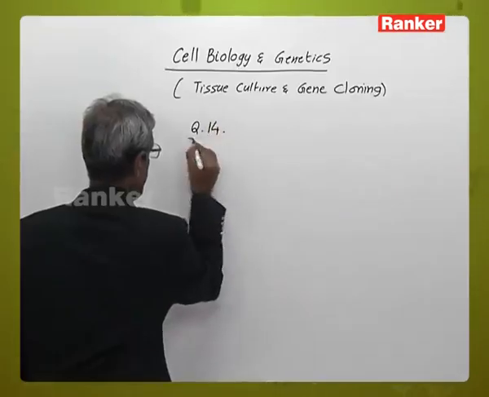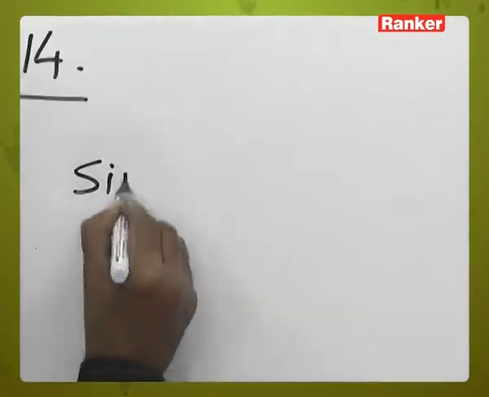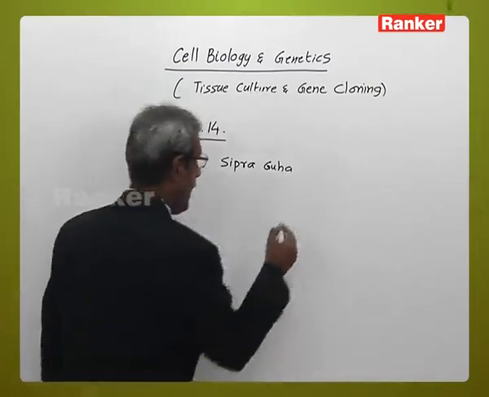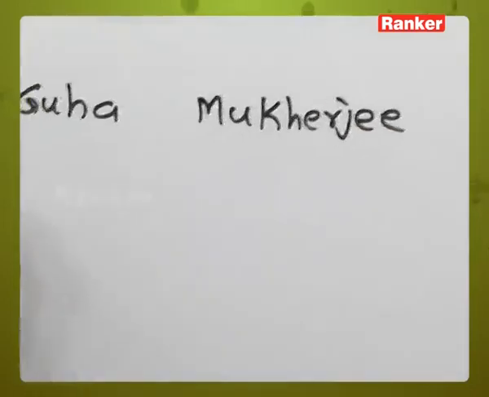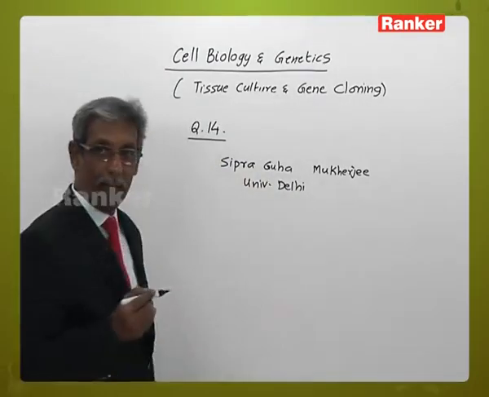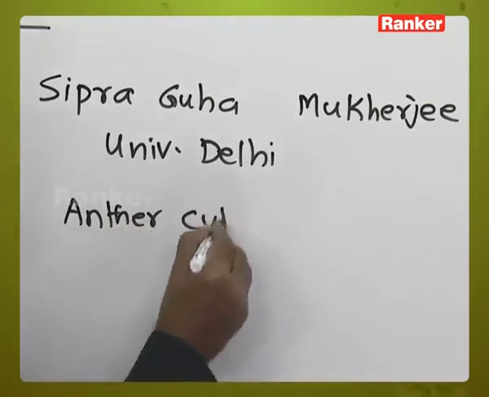Question number 14. Guha and Mukherjee are Indian scientists famous for A, green revolution, B, anther-culture and haploids, C, genetic engineering of rice, D, embryo culture. Sipra Guha and Mukherjee from the University of Delhi have been pioneers with relation to the technique of anther-culture.